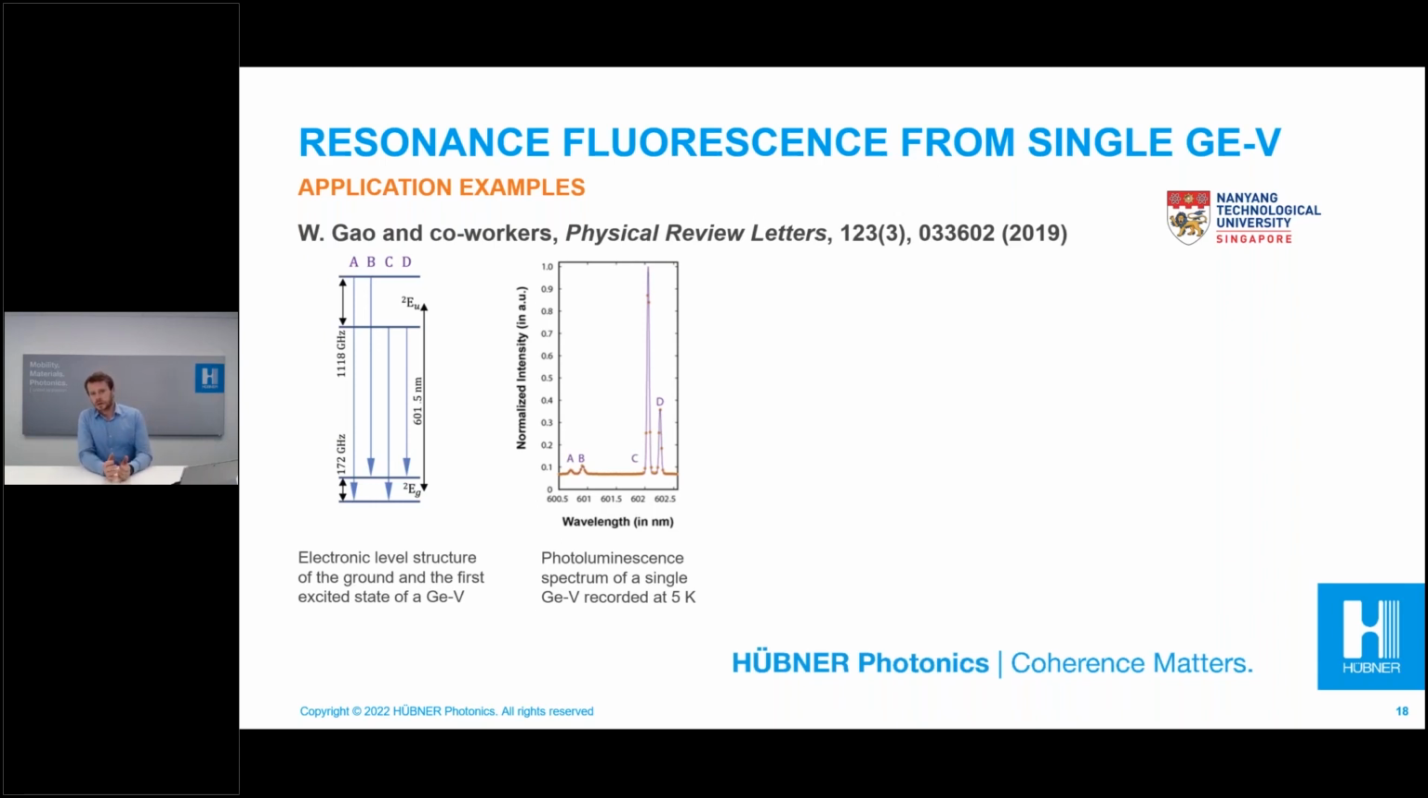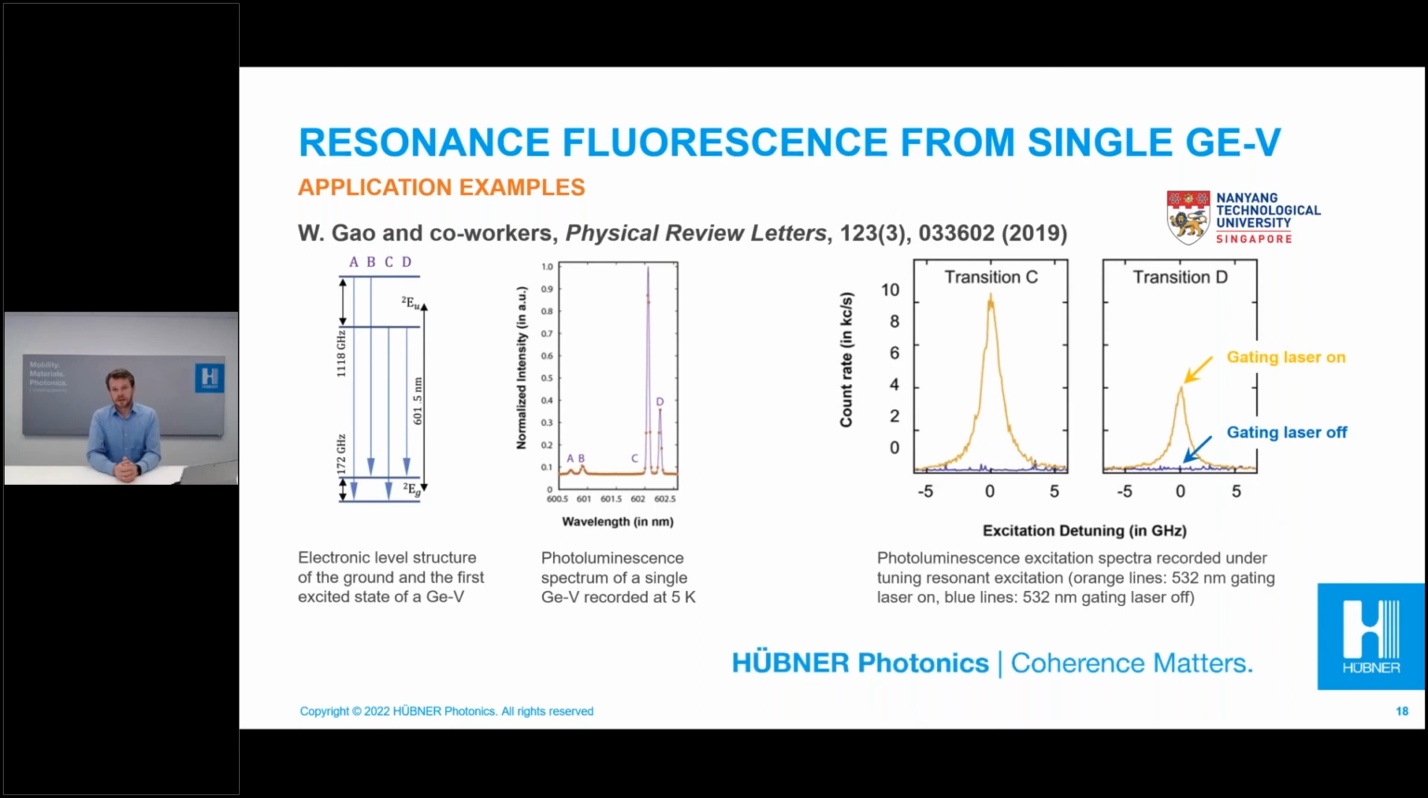And here you can see the fine level structure, which refers to the fine structure spin orbit coupling of the different levels of the germanium vacancy center. Another interesting finding is that if you only use the resonant laser beam, then these absorption bands disappear, the centers go into a dark state. You can switch them back on by using a gating laser around 532 nanometer, and while the gating laser is on, the absorption line can be detected.